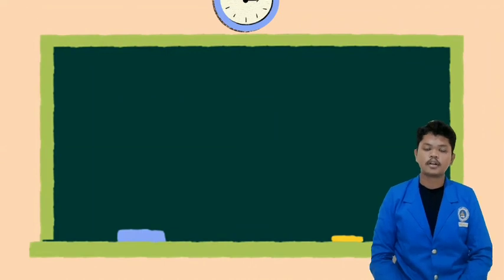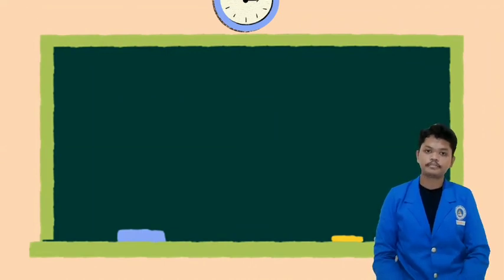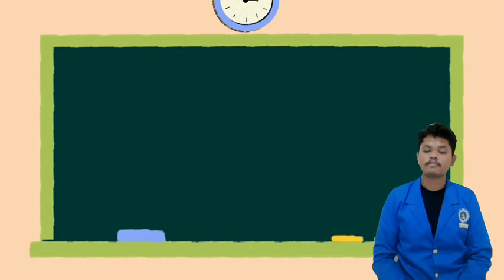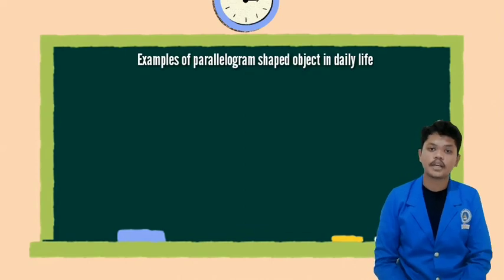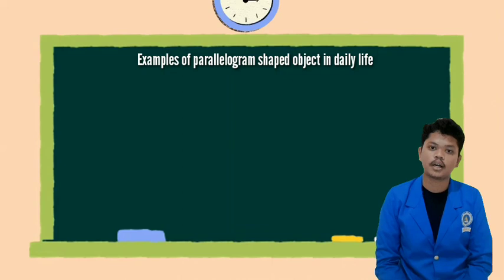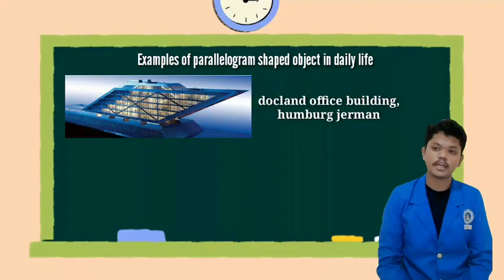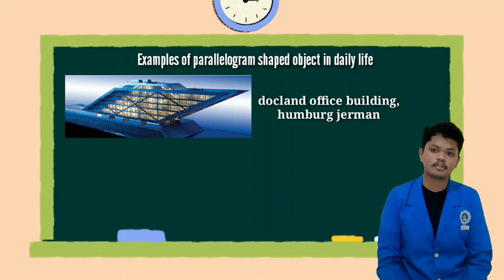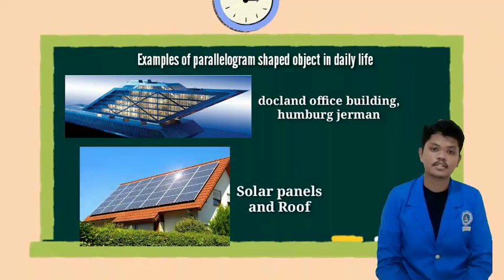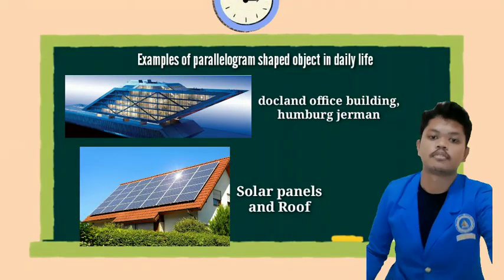Okay, for the parallelogram. Examples of parallelogram-shaped objects in daily life. Okay, we have pictures as examples of a parallelogram. The first picture is the Dockland office building in Hamburg, Germany. The second picture is solar panels on a roof.